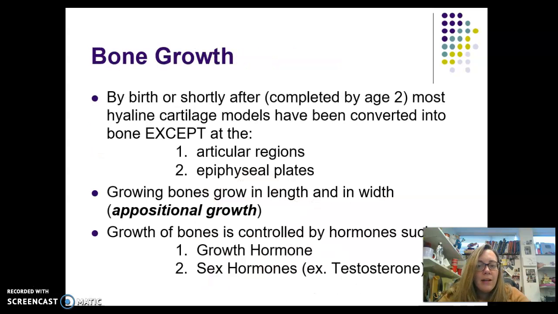At birth, as I said, most of the process of ossification has occurred, except for a couple areas. And as we age, our bones are going to grow in length as well as in width. It is about age 25 when your skeleton has kind of finished doing all the things that it needs to do. And then it's just maintaining, and potential changes can occur if we are deficient in certain things. Growth of our bones is controlled by 2 different things, growth hormone and sex hormones, okay, specifically testosterone.